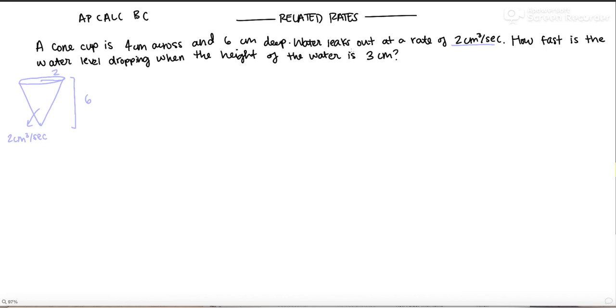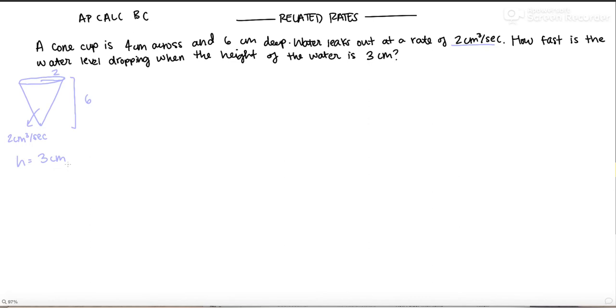And then how fast is the water level dropping when the height of the water is 3 centimeters. So they have given us at a certain point in time, the height of the water is 3 centimeters. Notice how the height is a constantly changing value. It's not a fixed value, such as the height of the actual cone cup, which is 6 centimeters. That never changes. The height of the water, however, changes each second. So this is a constantly changing value. It's a variable. So our first step was drawing a label for the problem.